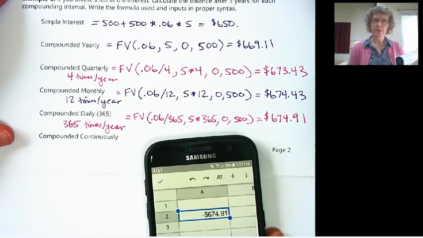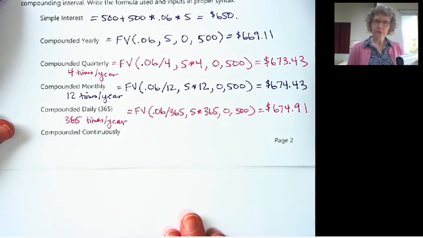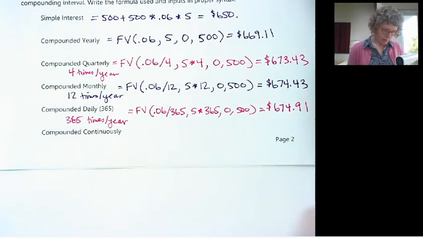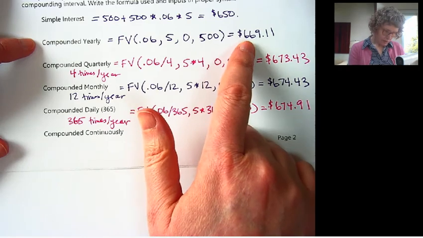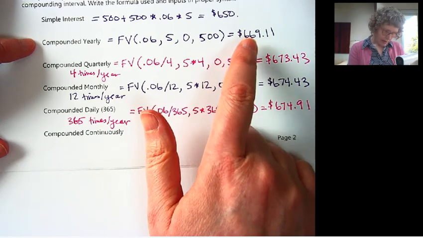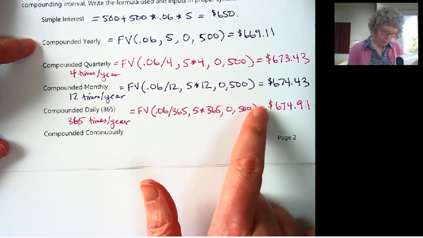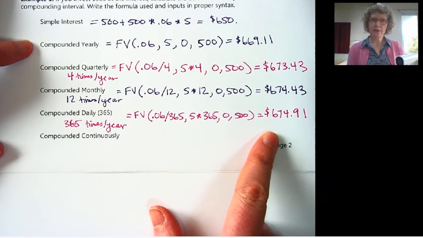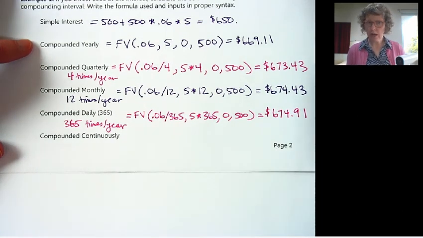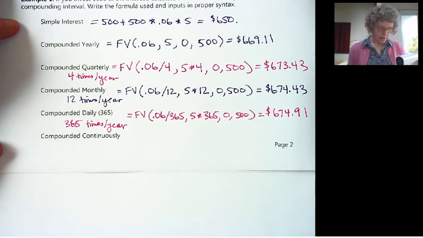Okay, so what's going on with this compounding? With simple interest, we got 650. And then compounding yearly, we got quite a big jump there, right? And then another jump to quarterly, but not as much. And another jump and another jump. We are getting more money the more we're compounding, but not quite as much each time. So in the next video, we'll talk about compounding continuously and what that means. So I'll see you there.